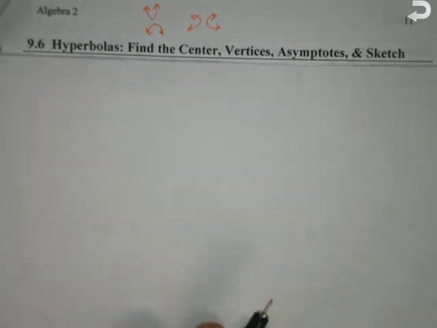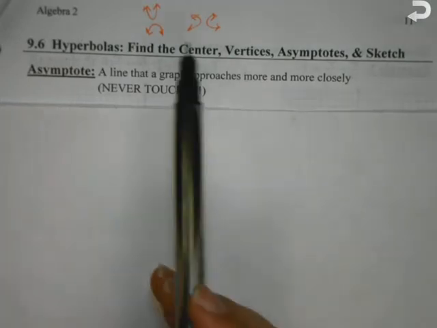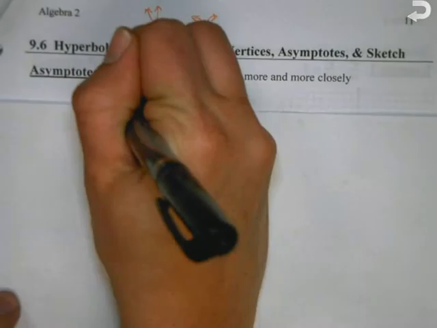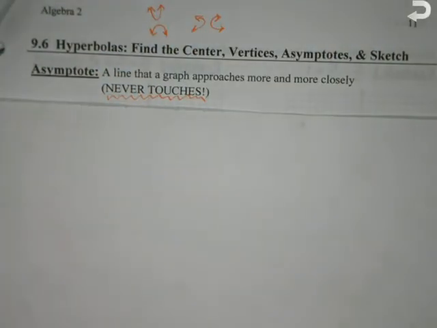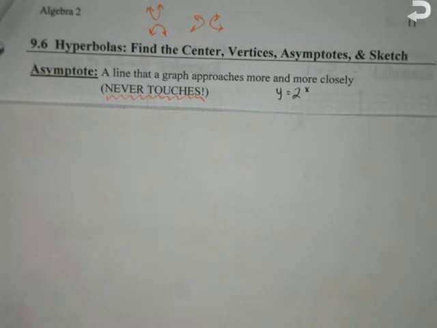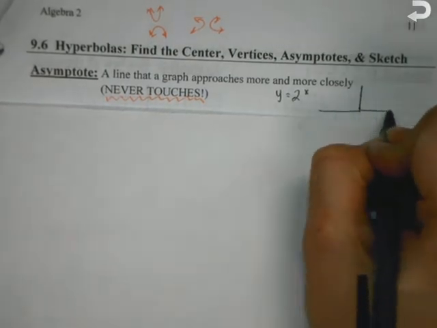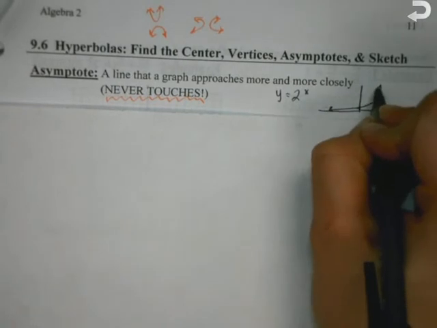So first let's define what an asymptote is. An asymptote is a line that a graph approaches more and more closely, but never touches. Remember back when we were graphing exponential functions. So if I had something like y equals 2 to the x, and when we graphed it, it got really close to the y-axis, but never touched it, or the x-axis. You guys remember that?